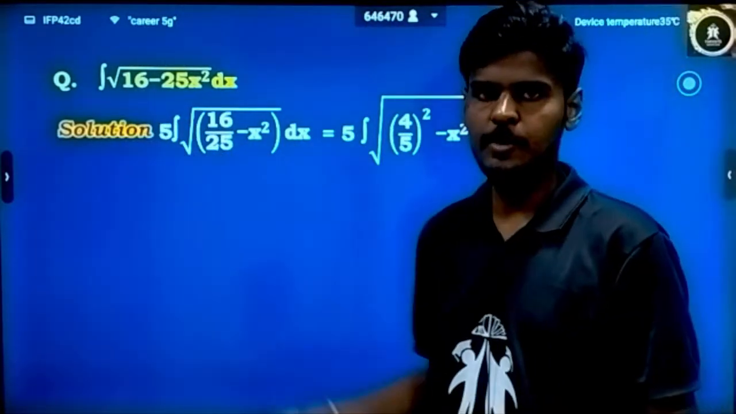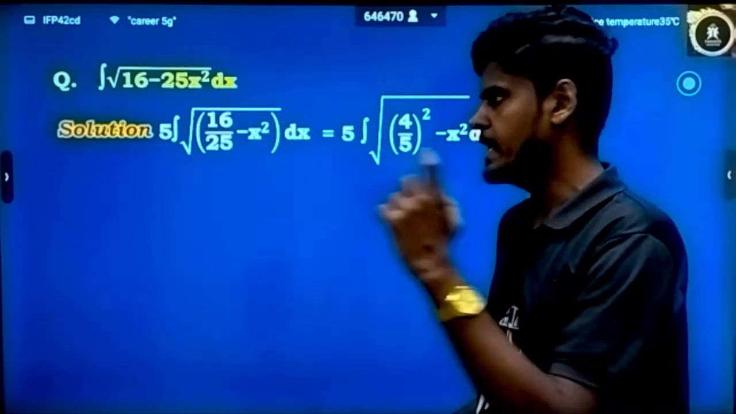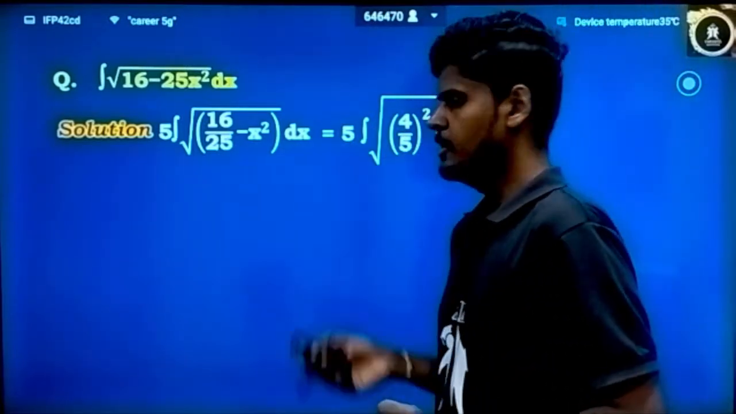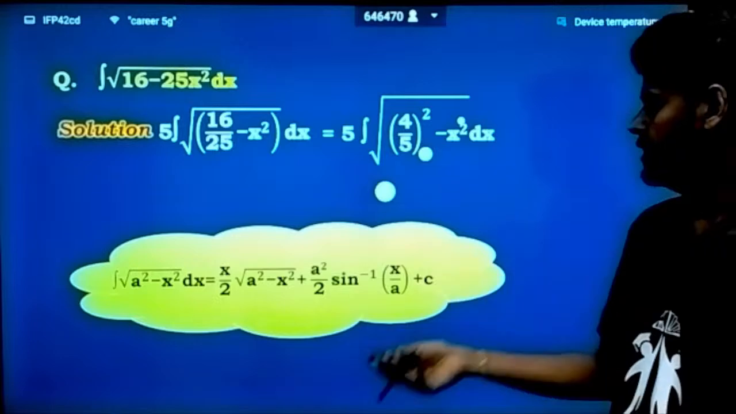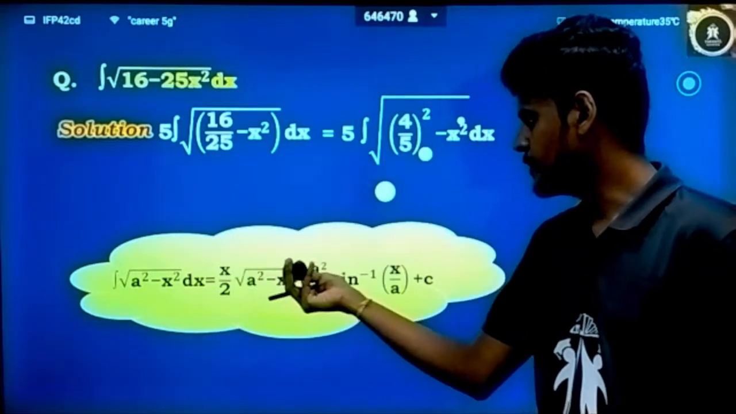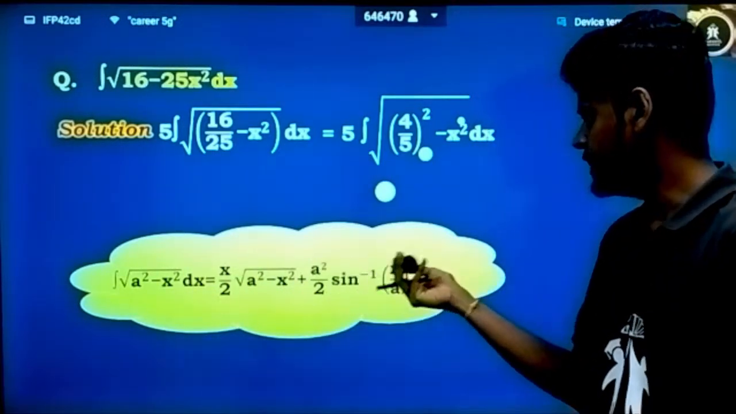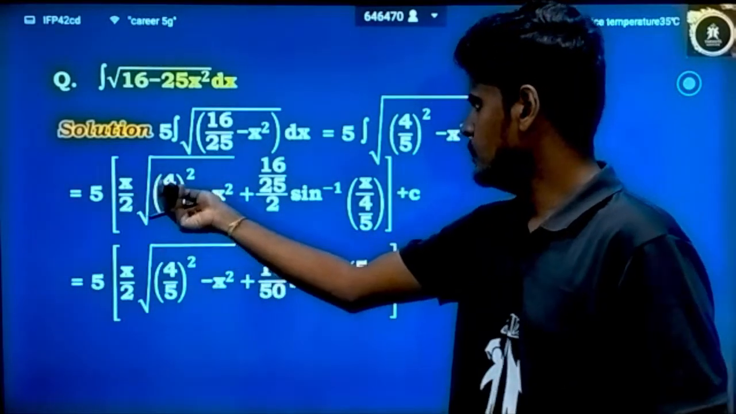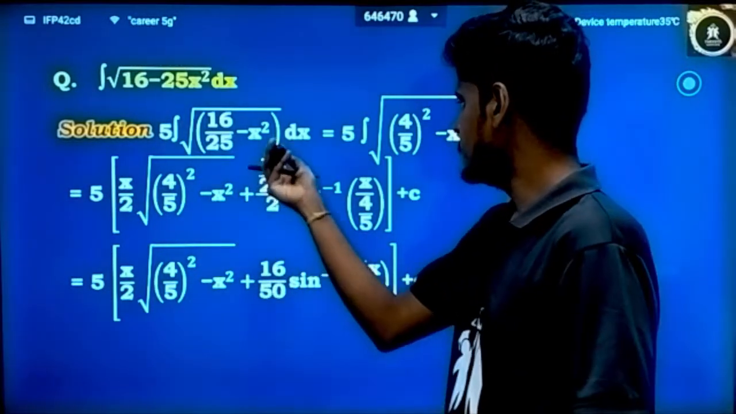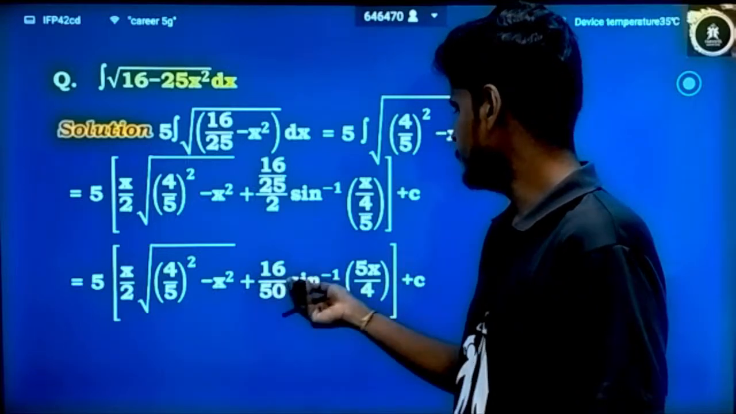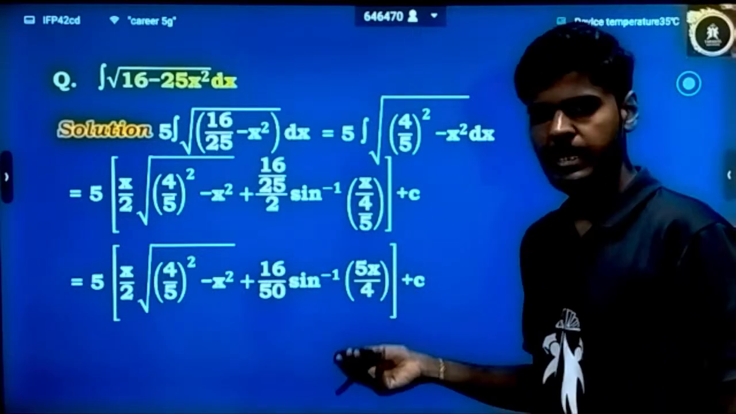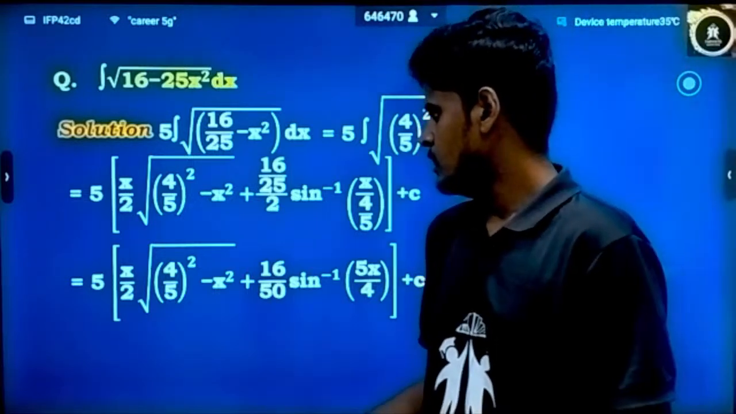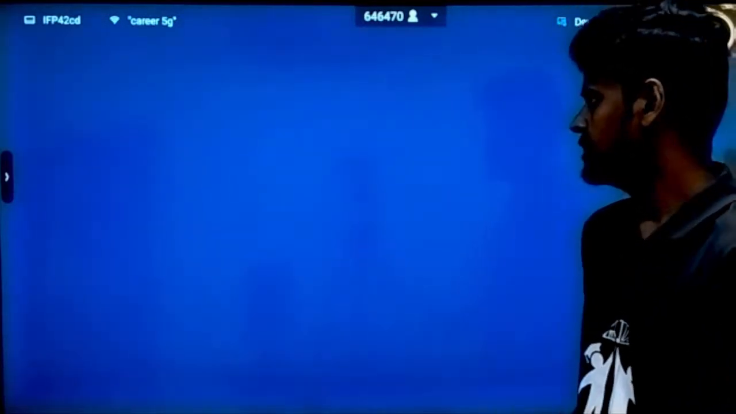So first take 5 outside and then convert it to standard form. What is the standard form? Square root of a square minus x square. We already know the formula for that. What is the formula? x by 2 square root of this plus a square by 2 sin inverse x by a. So here 5 into x by 2, write this as it is, plus a square by 2, that is 16 by 50 sin inverse of x by a, that is x by 4 by 5, which is 5x by 4. So now simplify this.